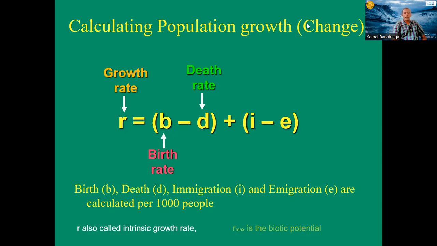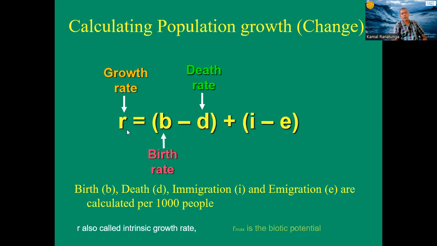Right? And birth rate minus death rate plus immigration minus emigration, right? So you subtract the death rate from the birth rate and emigration from immigration, and you get the growth rate. So you can get the idea about the population growth, right? I hope this is not something complicated, right? It's something very simple, right?